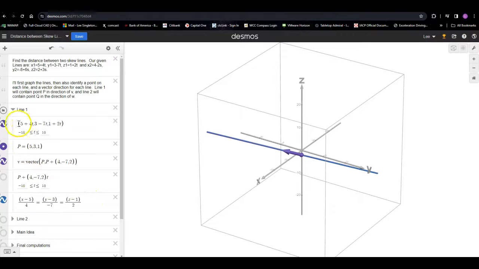So it'll accept any of those forms. There's the vector form, right?